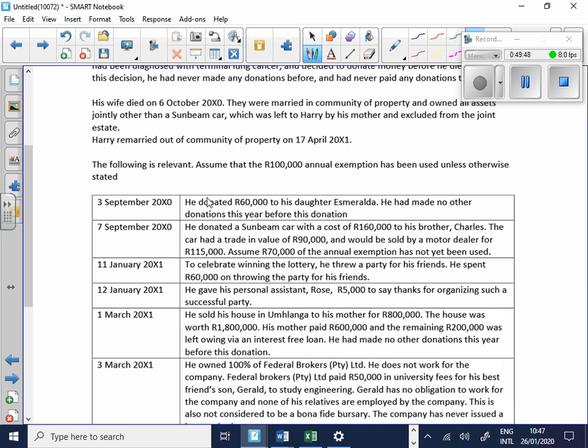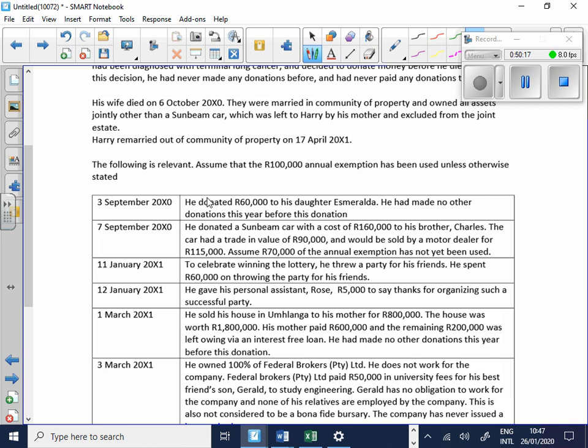Is there a specific exemption for giving to your daughter? No. Therefore, because there's no specific exemption, what are you going to get? General, 30,000. Happy. Next one, 7 September. He donated a Sunbeam car with the cost of 160 to his brother Charles. The car had a trade-in value of 90, would be sold by a motor dealer for 115. Assume 70,000 of the annual exemption has not yet been used. Which is true. 100 less 30 gives you 70, yes?